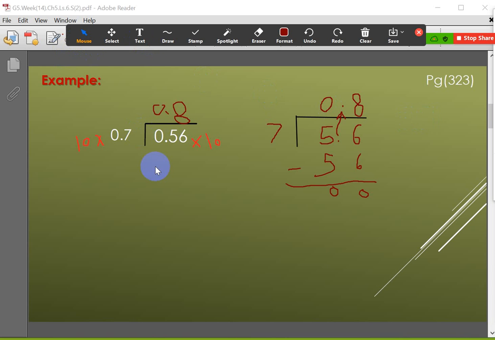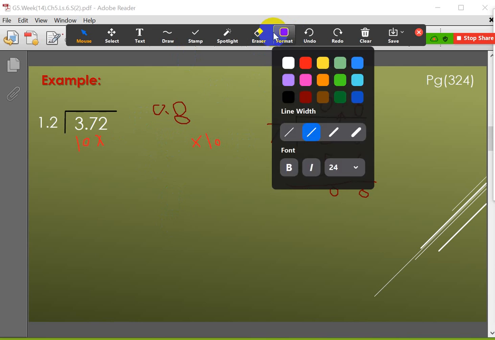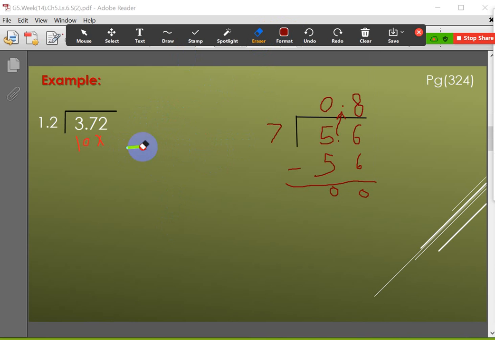Okay, is there any remainder in any of the exercises? Of course not. In decimal division, you don't have a remainder. You will see why in this lesson, and next week, inshallah, you will take a lesson after this one, and you will see why we don't have a remainder in decimal division. But here I want you to learn how to divide decimal numbers.